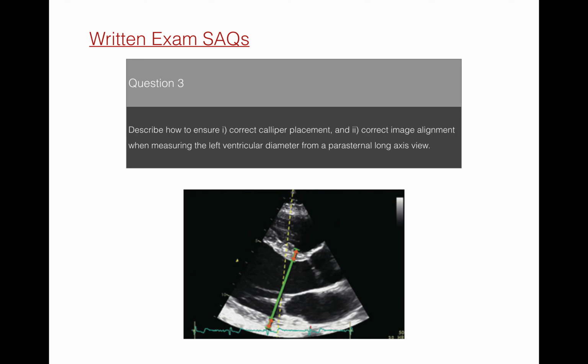Firstly, to ensure correct caliper placement, identify the black and white tissue to blood interface, and ensure the measurement is made perpendicular to the long axis of the LV. And secondly, ensure that both mitral leaflets and 2 aortic cusps can be seen to ensure that you measure the center of the left ventricle.